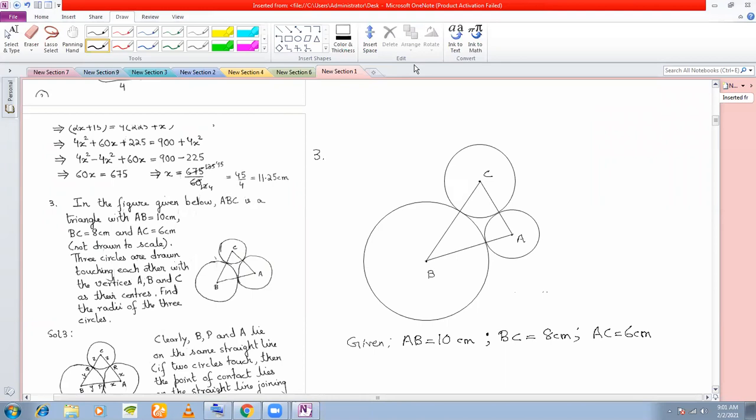Okay, can you tell me from the sides what kind of a triangle this is? Can anyone tell me? So, scalene triangle. Okay, scalene, what else? Sir, right angle. And who says right angle? Sir, I, Farhan. Why? Sir, because BC is hypotenuse.